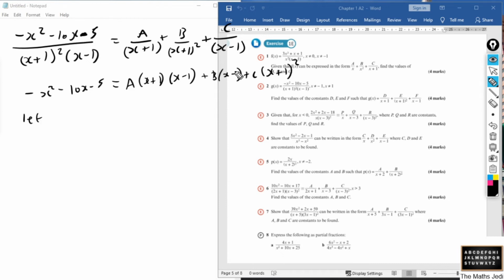So let's look at the value of x that will get rid of some of this stuff. If I let x be 1 first of all, that will get rid of a and b and leave me with c. So I'd have minus 1, minus 10, minus 11, minus 5 is minus 16. And this is gone, and it leaves me with 2 squared, so 4c. And that gives me minus 4 is c.